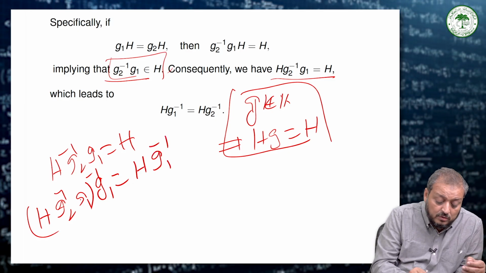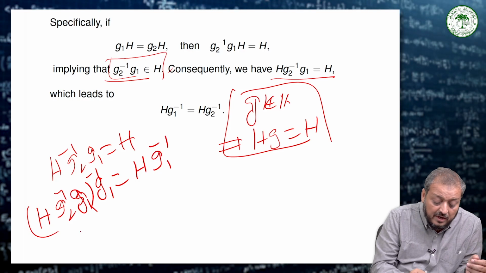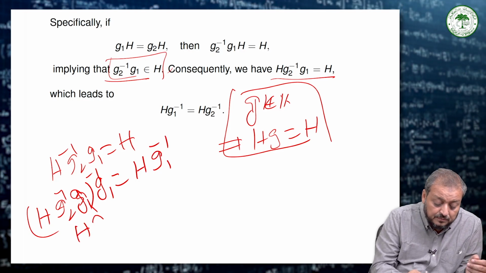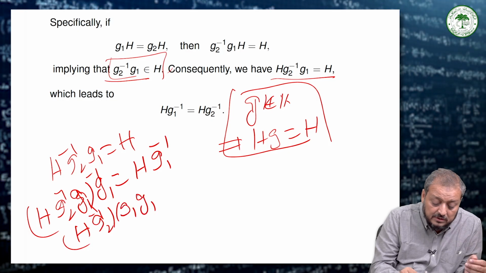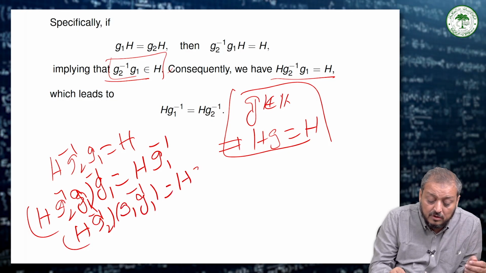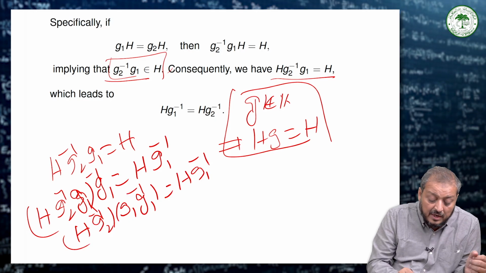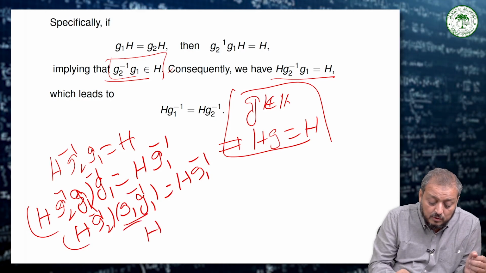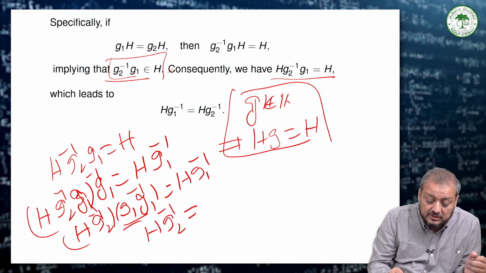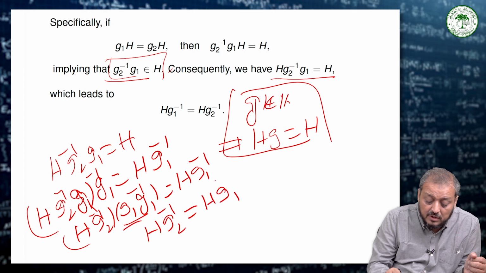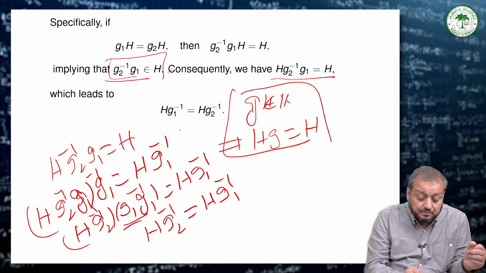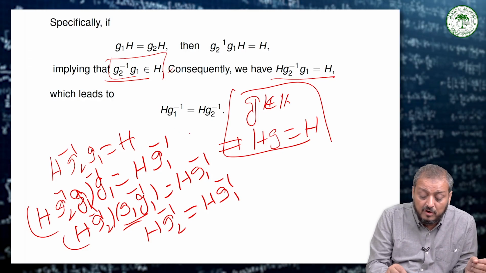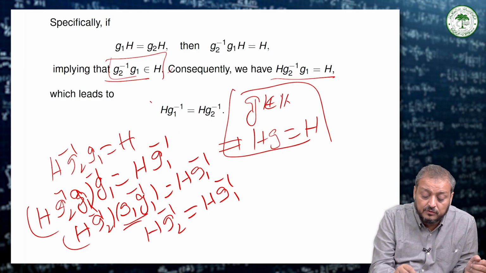And now by using the associativity here, we can write H of G2 inverse, then we have to write G1 and G1 inverse is equal to H of G1 inverse. And now this is identity, so we have to show that H of G2 inverse implies H of G1 inverse. So H of G2 inverse is equal to H of G1 inverse.